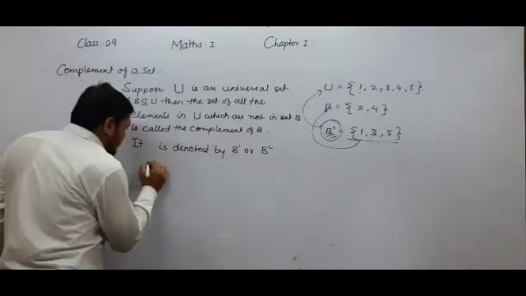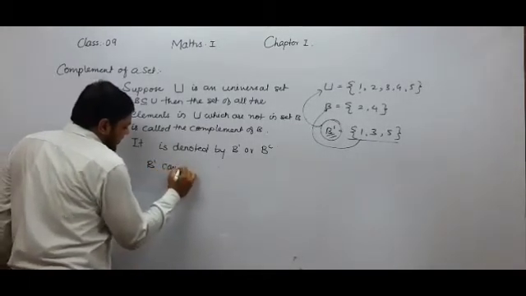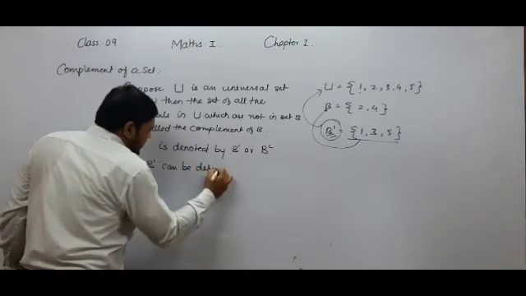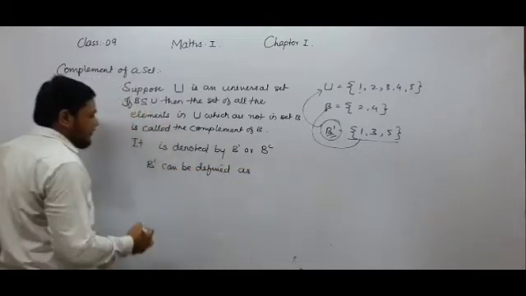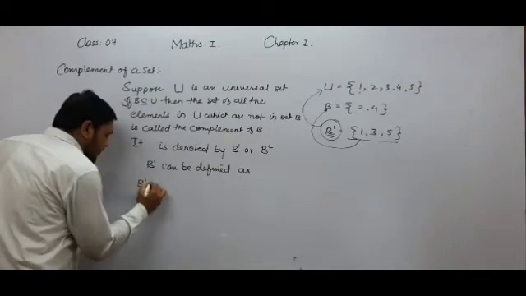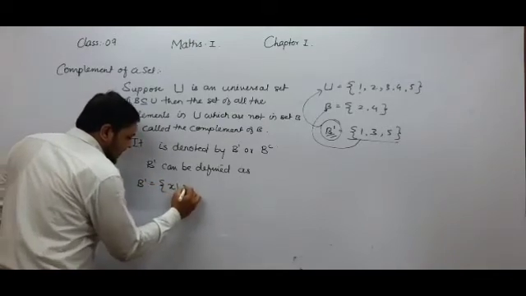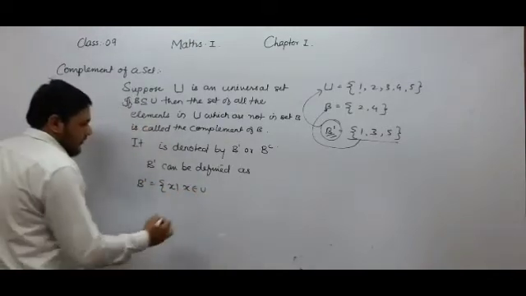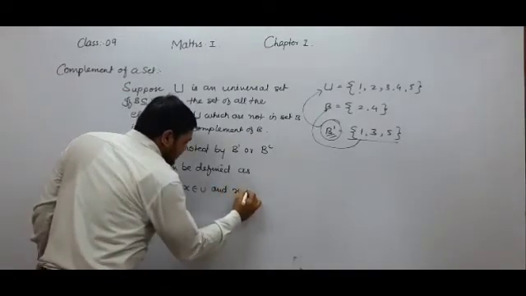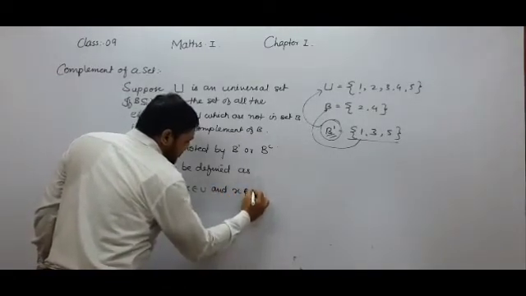So student, B complement can be defined as B complement is equal to X such that X belongs to U and X does not belong to B.